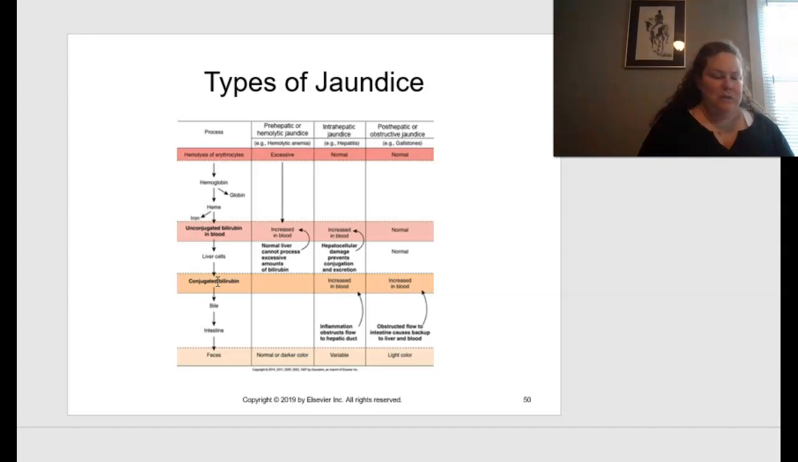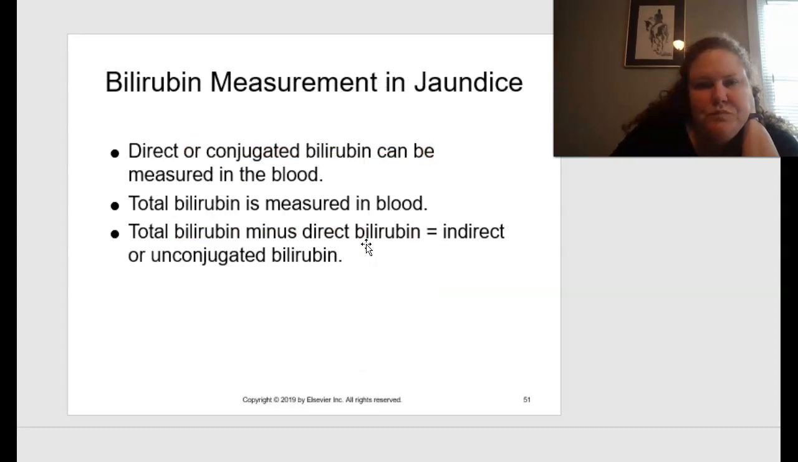And so again, you know how much I love tables. This is detailing the process of prehepatic or hemolytic jaundice, intrahepatic jaundice, or posthepatic or obstructive jaundice from gallstones. So these would be caused by hemolytic anemia. This one would be from hepatitis, and this one would be from gallstones. Then you can see we have unconjugated bilirubin in the blood. It goes to the liver cells, and you have conjugated bilirubin, and it goes out to fecal material. But this is a great little summary of the different types and what's actually going on in them.